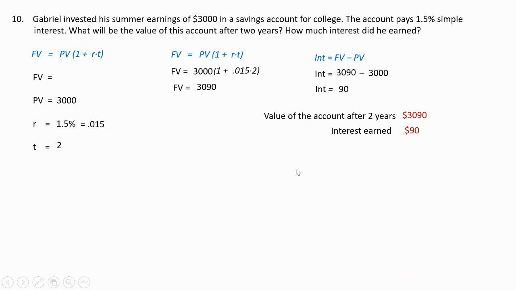Okay. Hey guys, I remember when I was growing up back in the 70s and 80s, they used to pay a lot more than what they do now. I mean, the banks would. They would pay up to 9%. I remember that. Now they don't pay that much. So that's why the 1.5% is real low.